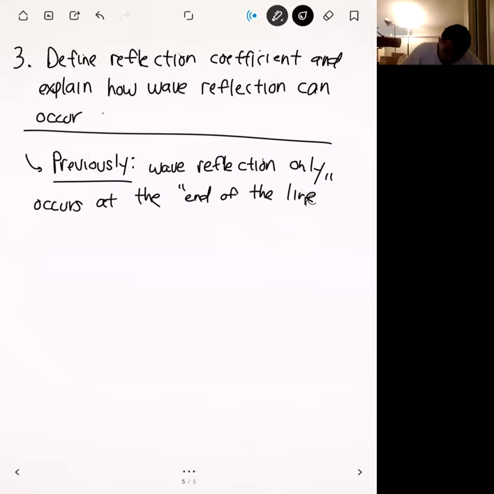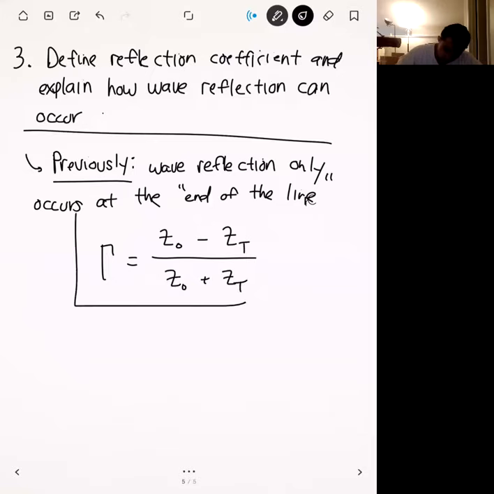Okay. And so the reflection coefficient, we give that the symbol capital gamma here. Okay. And the way we define it is this. Okay. So we say that this is equal to Z0 minus ZT divided by Z0 plus ZT. Okay. Where the Z0 here, that's our characteristic impedance. And our ZT here is our terminal impedance. Okay.